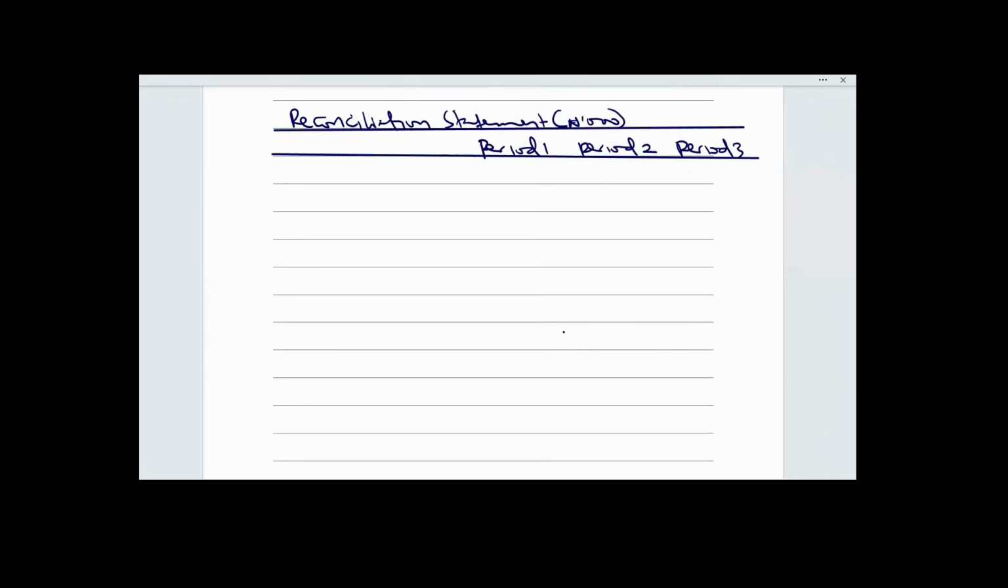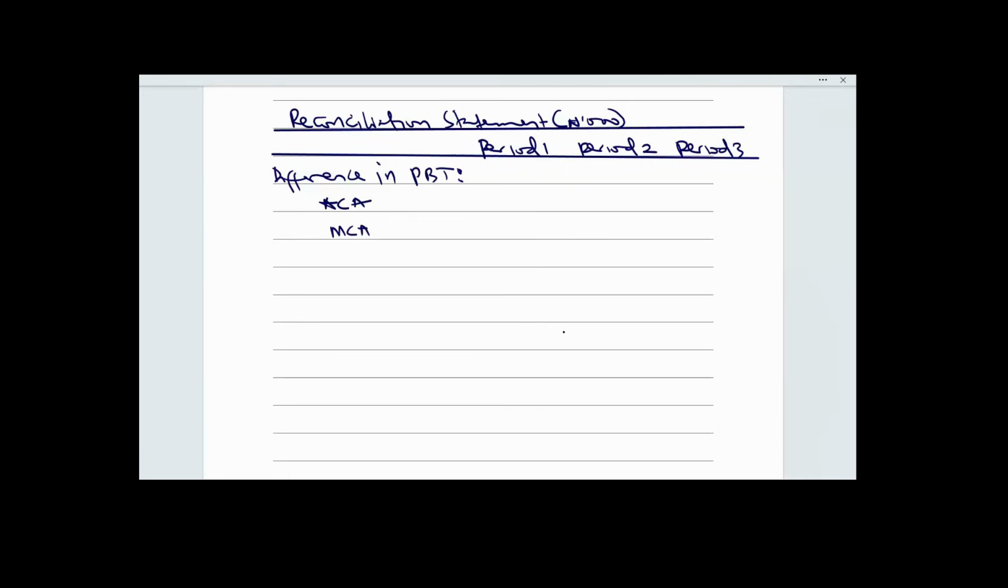Remember, when you are preparing your reconciliation statement, you need the difference in profit before tax. You don't need difference in net profit. It has to be profit before tax. So I will then go to the question. Under the ACA and then MCA, what is the profit before tax in period 1?